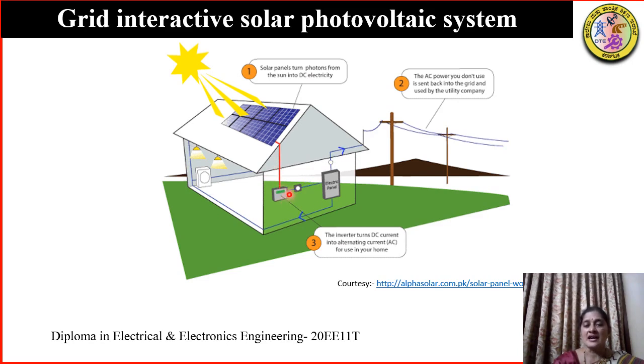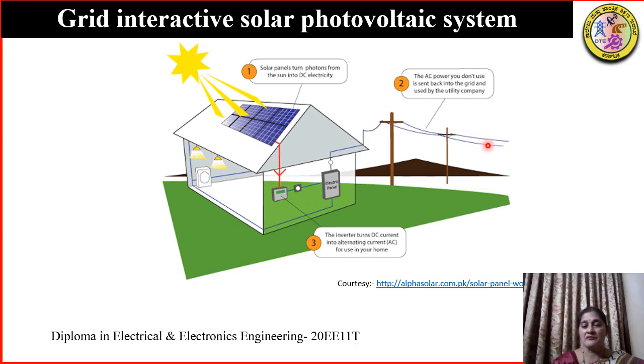The inverter converts DC to AC, and the AC that is produced is supplied to all the loads present in the house or a community or a village. Now, suppose excess power is produced by the PV array, then that excess power is supplied to the grid. In a grid interactive system, there's a major advantage that there are no batteries.